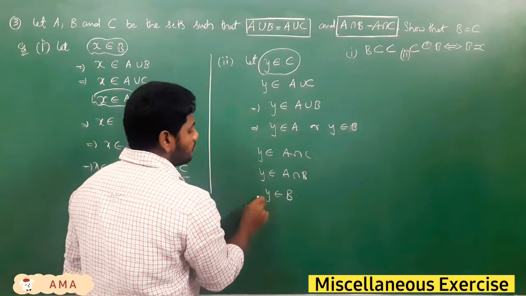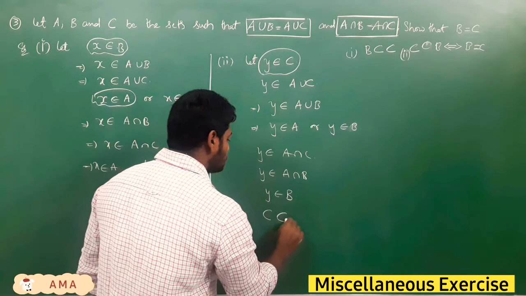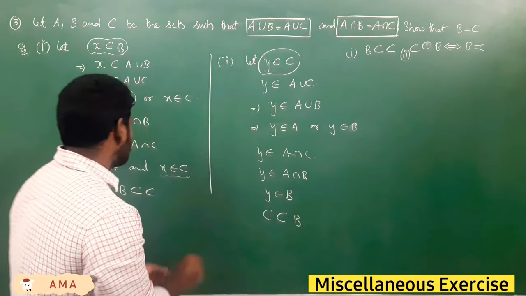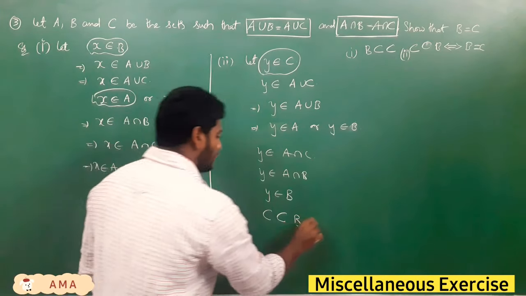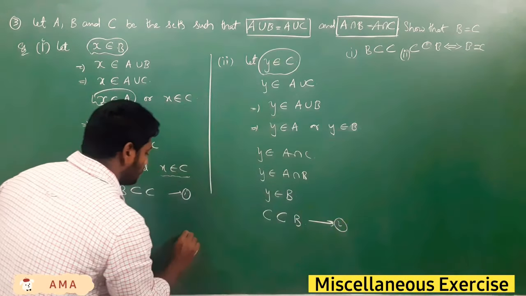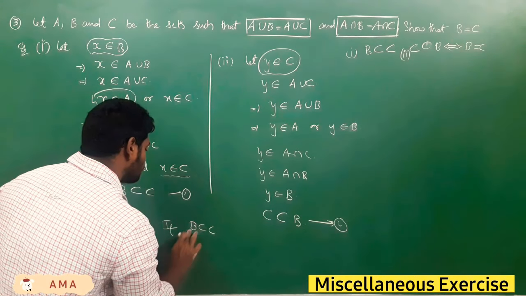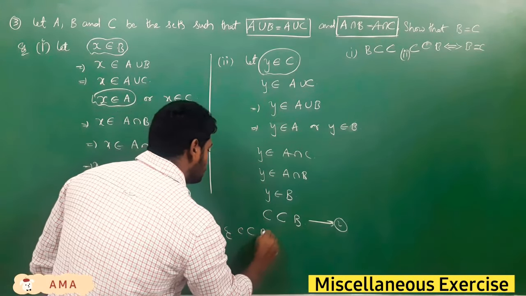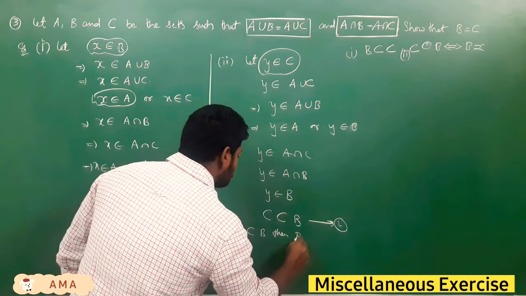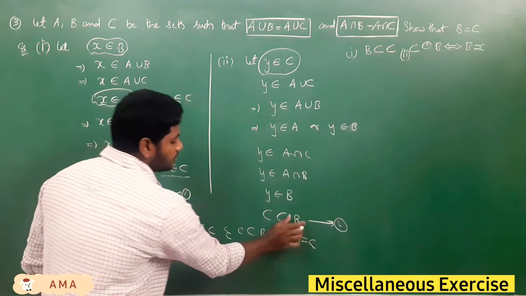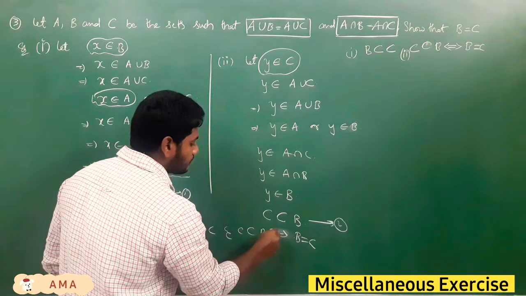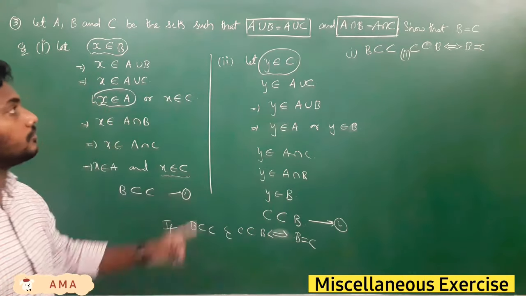Y belongs to C, so C is a subset of B. Therefore, by using this condition 1 and 2, what is that? If B is a subset of C and C is a subset of B, then B is equal to C. Nothing but, double implies B equal to C. Pause the video and note it down.